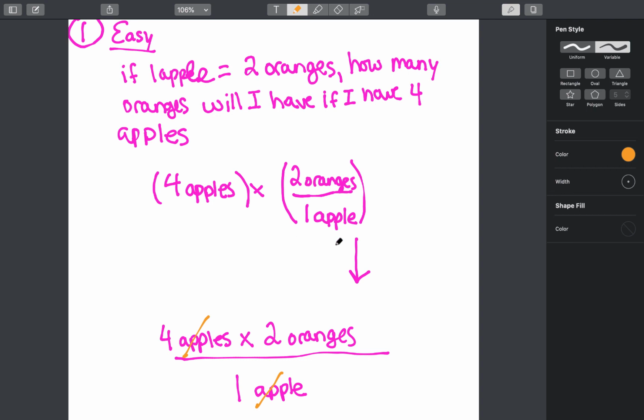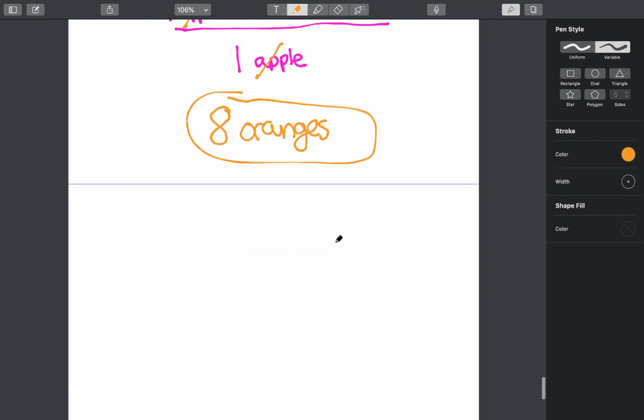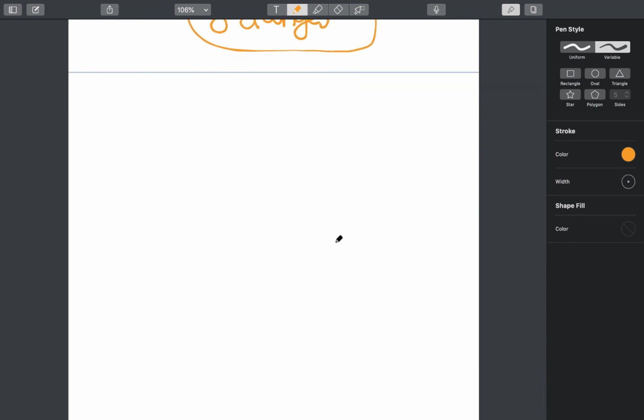Okay, so let's do something a little more interesting. The second example, and this is a medium problem. And I will do this for every single video. I will have an easy, medium, and hard problem.